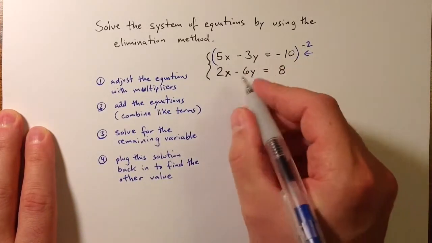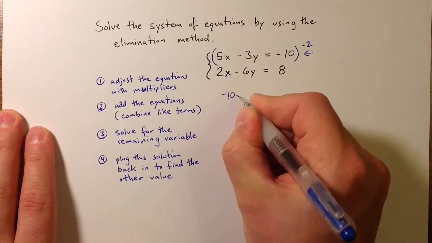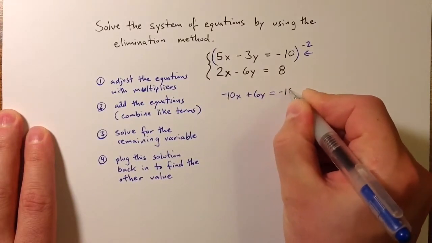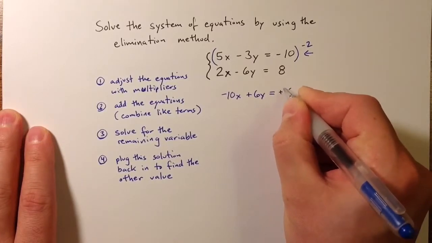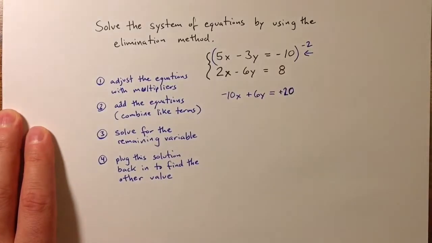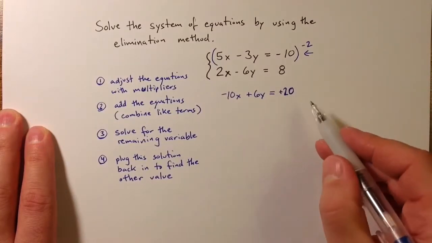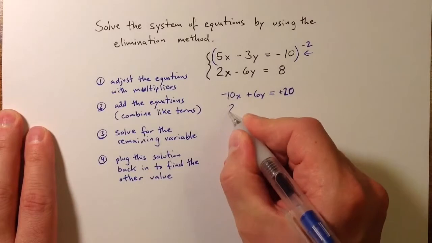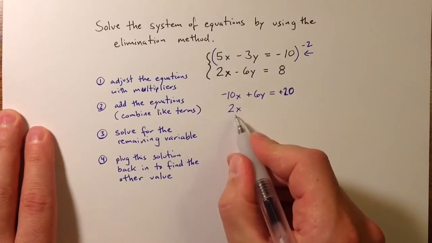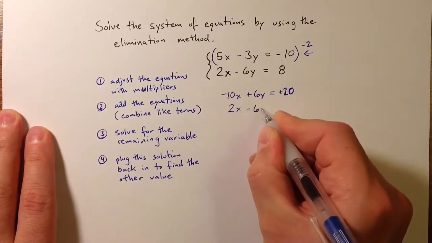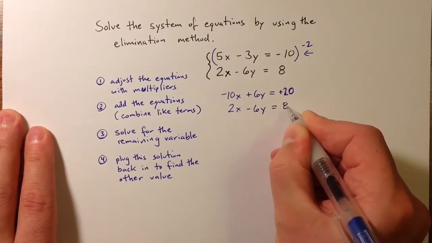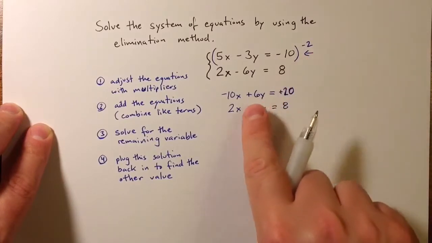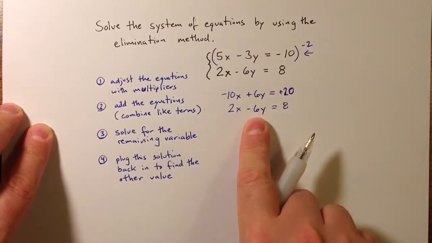So if I multiply everything up top by negative 2, I get negative 10x plus 6y equals positive 20. Sorry about that, I almost missed that term. It is important that you multiply all of the terms by the chosen multiplier. And then I get 2x minus 6y equals 8. So we chose negative 2 so that we got a positive 6y.